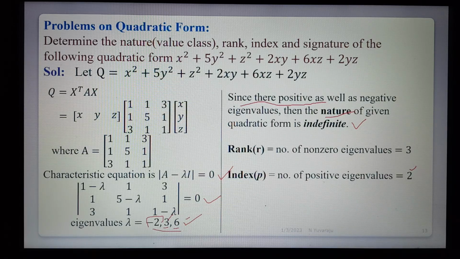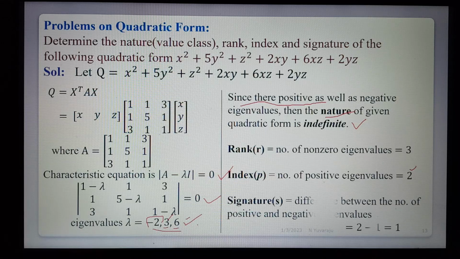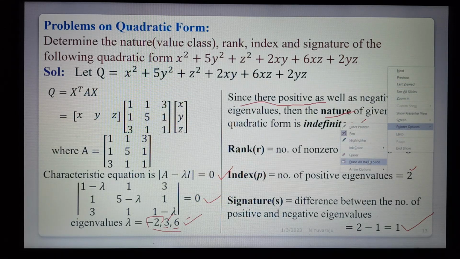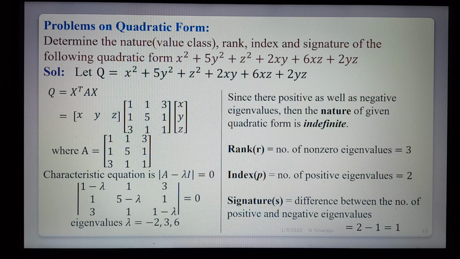Next, signature is the difference between the number of positive and negative eigenvalues. The number of positive eigenvalues is 2 and the number of negative eigenvalues is 1. So 2 minus 1 is equal to 1. So signature is 1. This is defined on the eigenvalues of the characteristic equation of the coefficient matrix of the quadratic form. This is the procedure to find nature, rank, index and signature.